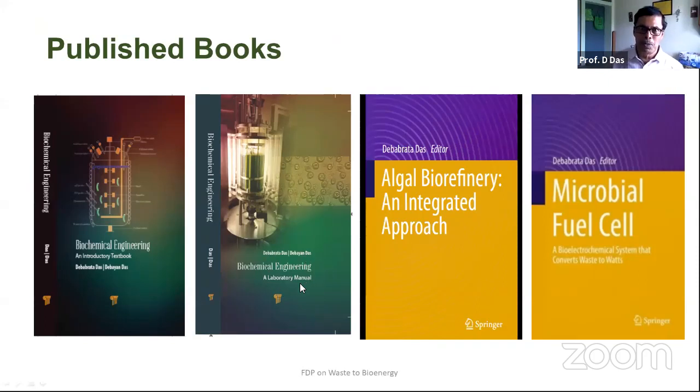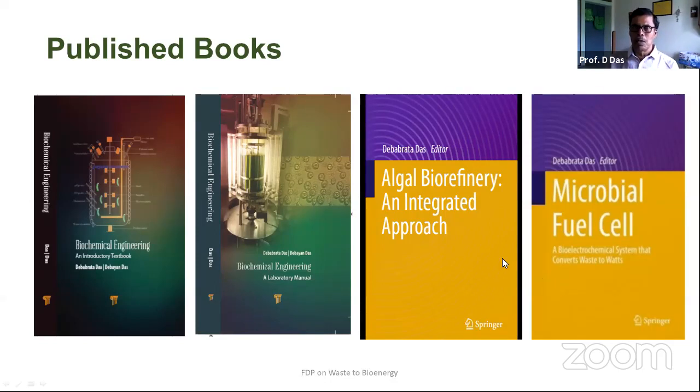Then we also published, this will be published in the winter, this is biochemical engineering laboratory manual. I observed there is no such laboratory manual available in the world. So we tried to write this book. I hope it will be very much useful for the students. We have published two different books.